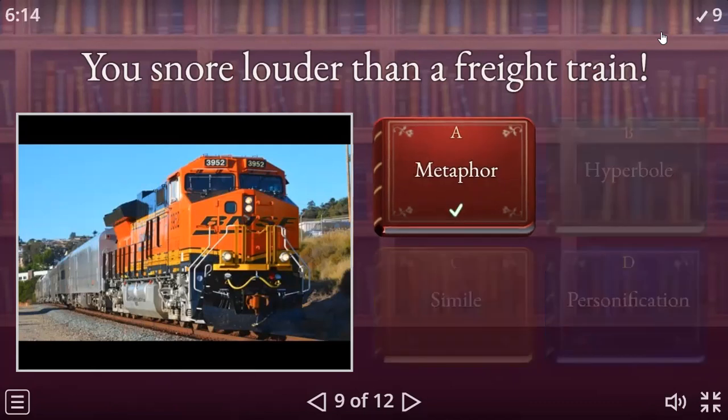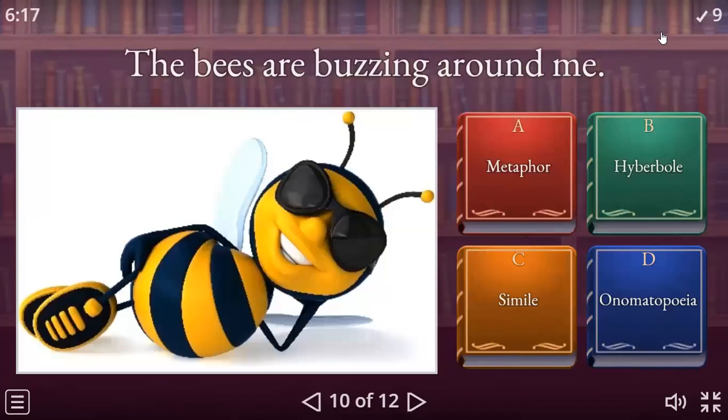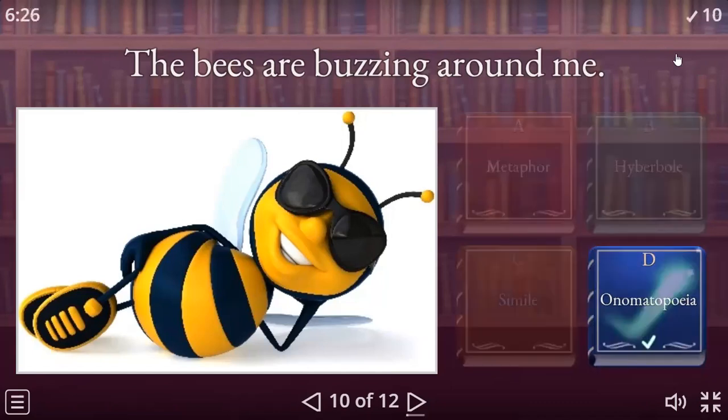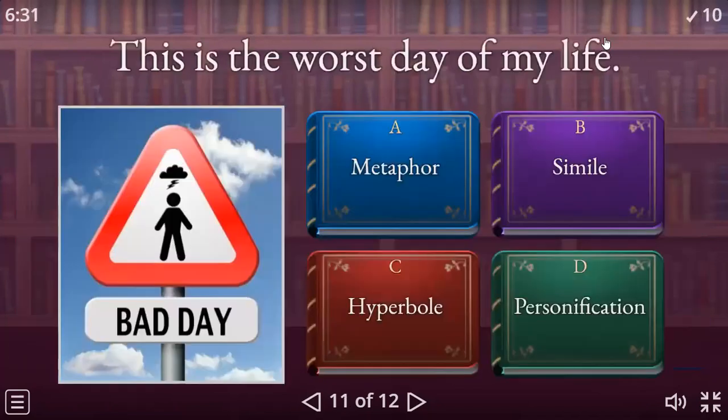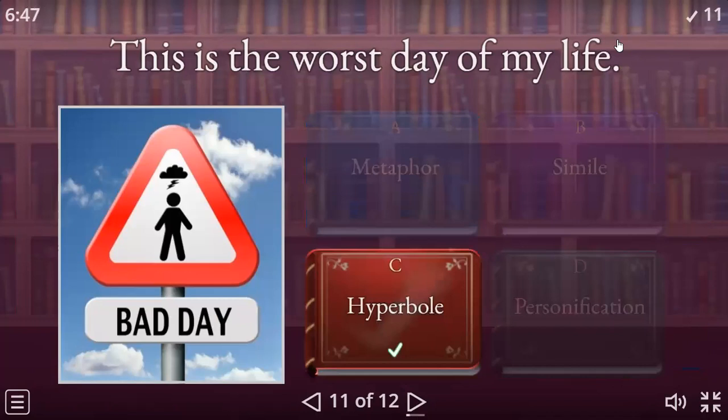The bees are buzzing around me. Nour? Onomatopoeia. Excellent. It's sound here. This is the worst day of my life. Metaphor, simile, hyperbole, or personification? Hyperbole. Excellent. Yeah, Rahaf. Perfect.